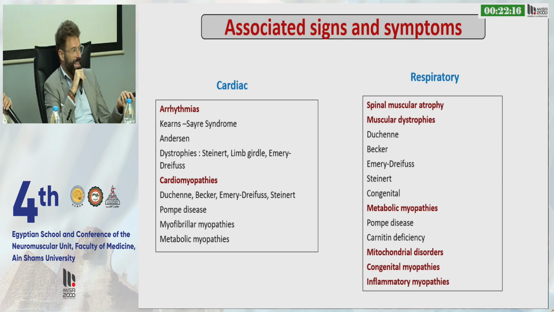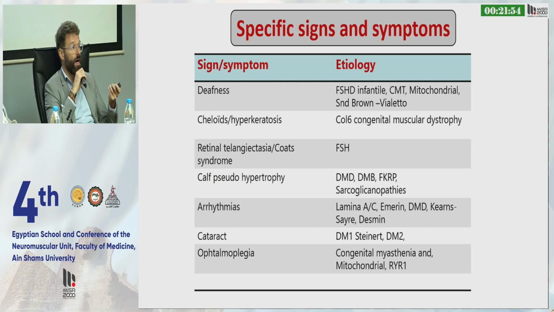Of course. So we are almost finished. Once you have done all these examinations, you need to check for the associated signs and symptoms: the cardiac, with the presence of cardiomyopathies, arrhythmias, the respiratory involvement that is in particular important for metabolic myopathies, and other alterations. For example, deafness can be associated with infantile FSHD. The Brown-Vialetto-Van Laere syndrome is a deficit of the riboflavin transporter.